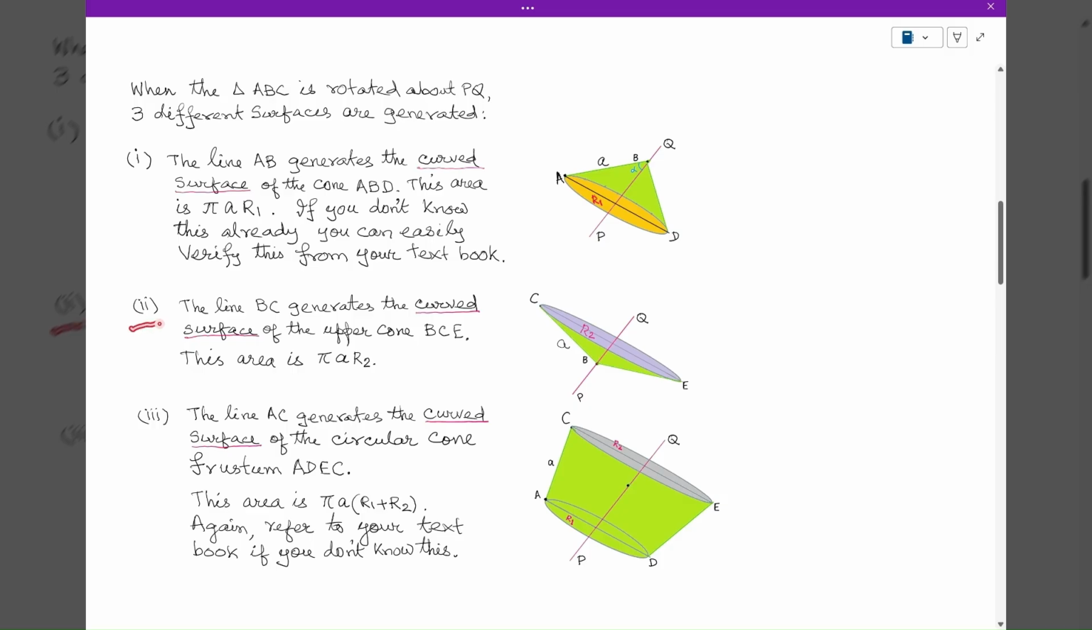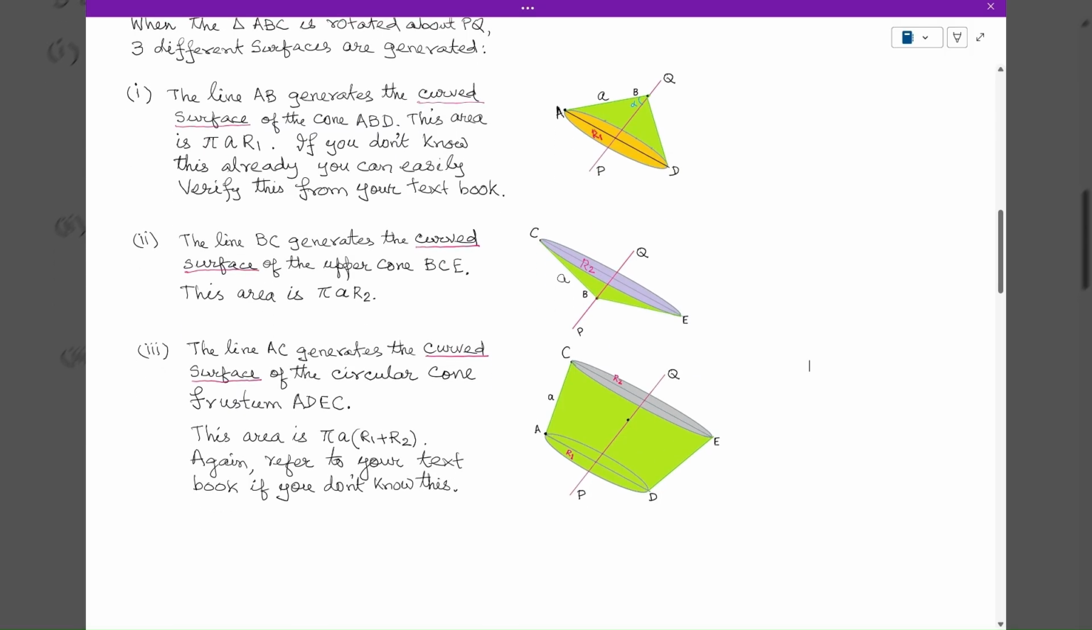The second area that is generated is when line BC is rotated about the axis PQ. This is generated at the top of the figure, that is in this area. Here again, it is a right circular cone with slant height a but radius r2. So the curved surface area generated by this line on rotation about the axis PQ is pi a r2, because in this case the radius is r2.